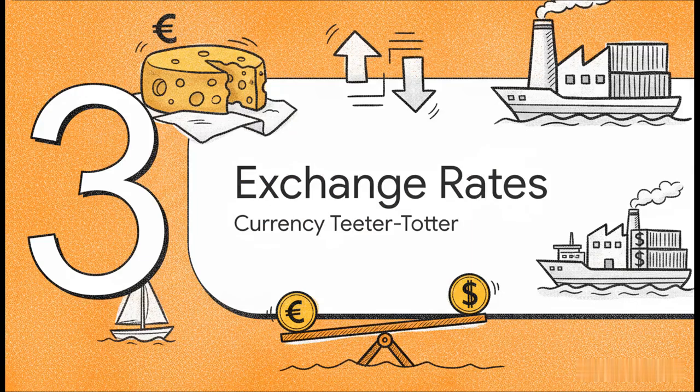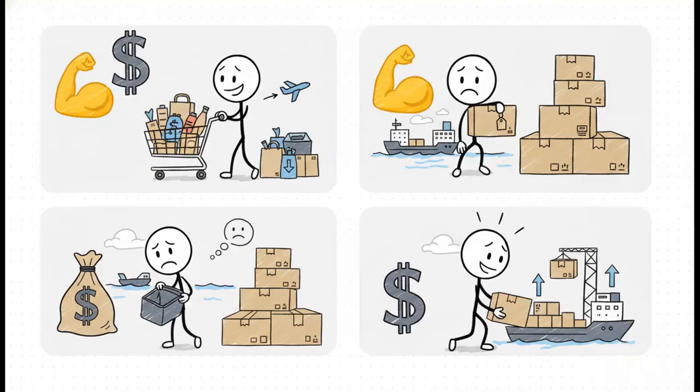All right, on to Section 3, exchange rates, also known as the currency teeter-totter. You see, when currency values shift, it creates this massive ripple effect. A strong, appreciating dollar makes U.S. imports cheaper, which is absolutely amazing for U.S. consumers like Sam. But it makes U.S. exports way more expensive, which is terrible news for U.S. exporters like Ivy. A weak, depreciating dollar flips the whole script. It makes imports more expensive, which hurts consumers, but makes exports cheaper, which is great for exporters.